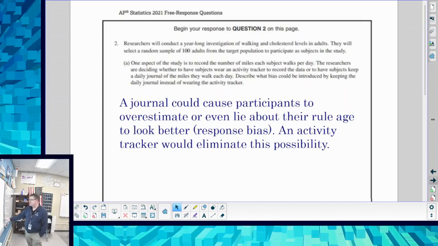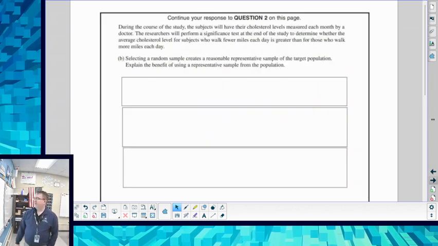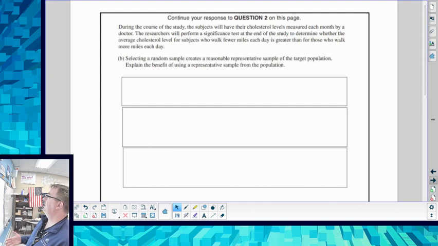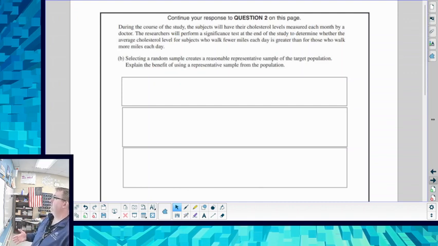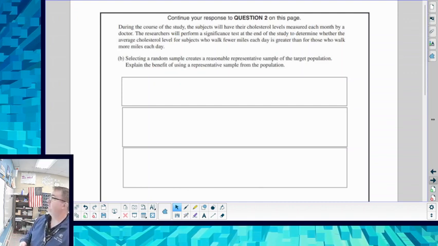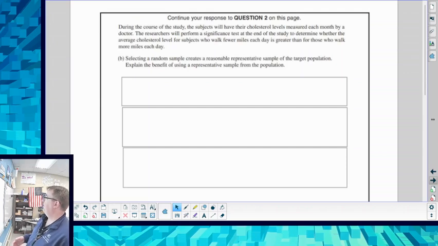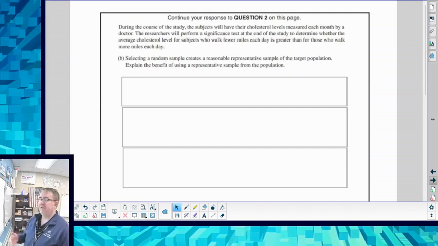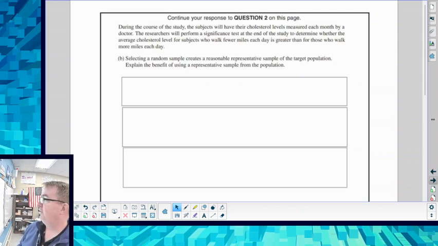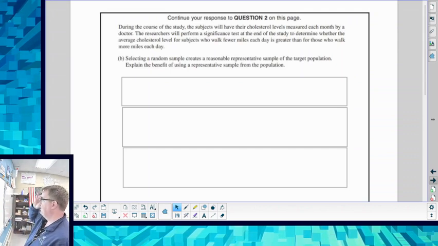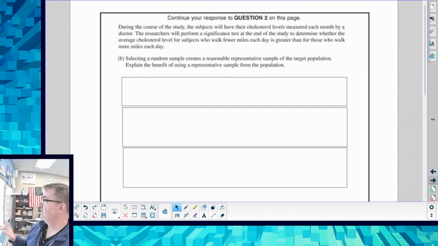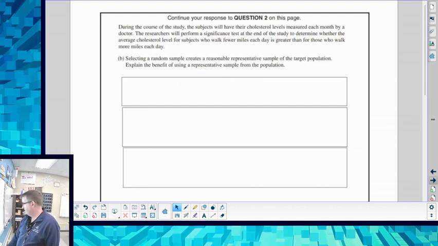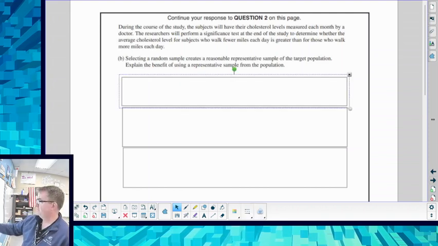Now, they're also going to ask you to go through and say, okay, what are the benefits of selecting a random sample? They want to know whether people who walk fewer miles have not as big of an advantage as those who walk more mileage. So here, selecting a random sample creates a reasonably representative sample for the target population. Explain the benefits of using a representative sample for the population.